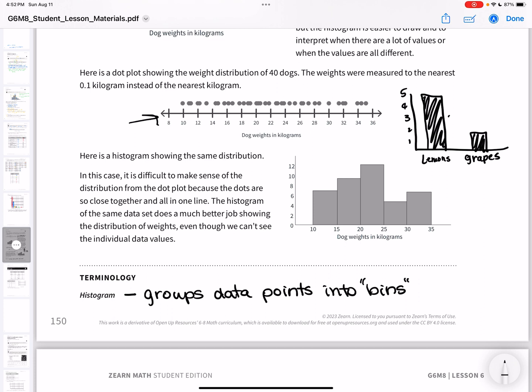A bar graph goes with categorical data, whereas a histogram goes with numerical. So this is going to be categorical, and this is going to be numerical. Bar graphs don't touch each other. Histograms do touch each other. All right.